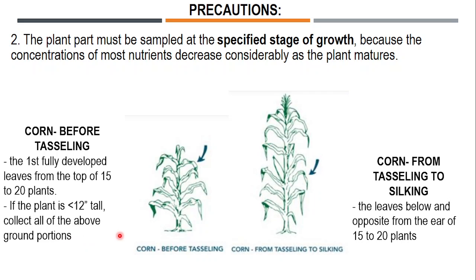And kung yung corn naman is nasa tasseling to silking stage, the leaves below and opposite from the ear of 15 to 20 plants will be collected. Okay.